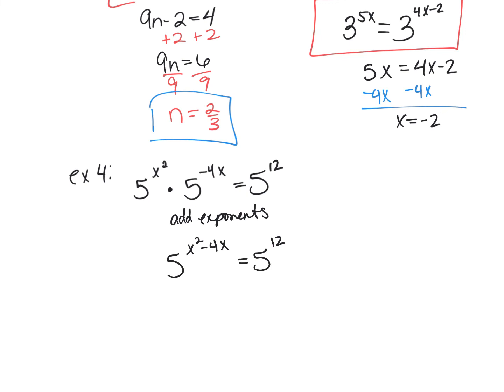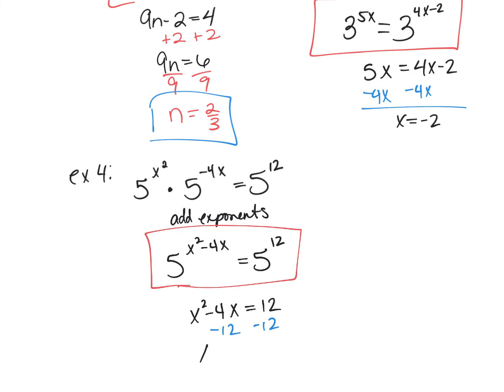So when you see more than one power, you've got to use your exponent rules to simplify it. Now that's my critical step, because I have one base on each side. My exponents are simplified. What's my equation? x squared minus 4x equals 12. And then how do I solve that? Subtract 12. x squared minus 4x minus 12 equals 0.